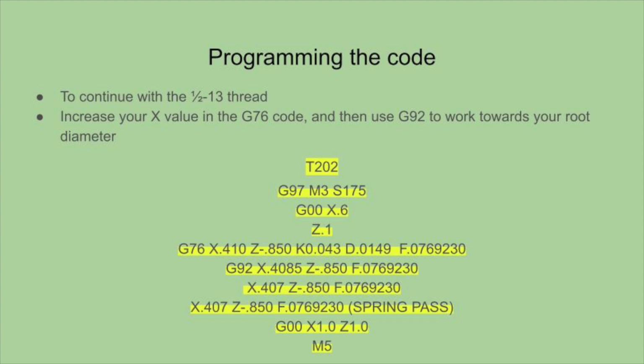This next slide is going to show you how to program the code, continuing with the half 13 thread. And we're going to use G76 and G92. For the G76, you're going to increase your X value and then use G92 to work towards the root diameter. So you can see here how the X value for G76 is a little bit bigger, and then G92 it gets smaller by 1.5 thou, and then the final line is a spring pass.